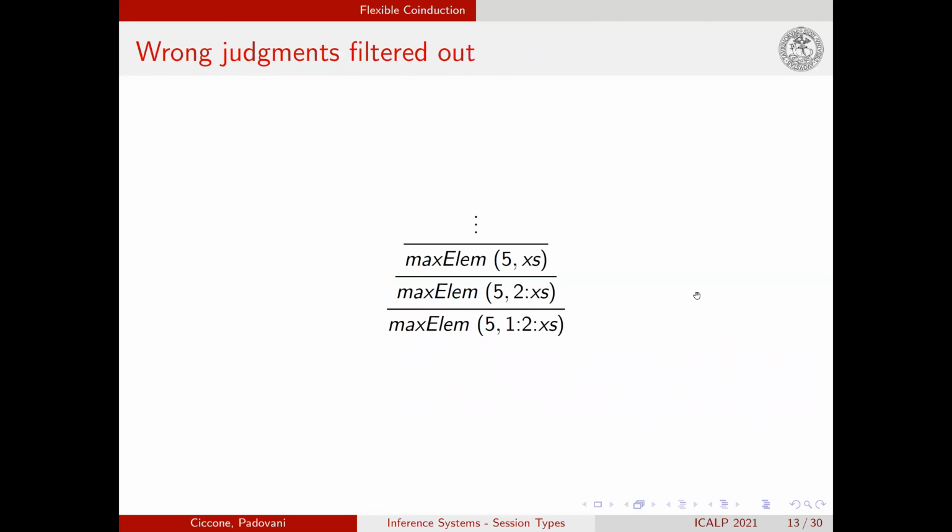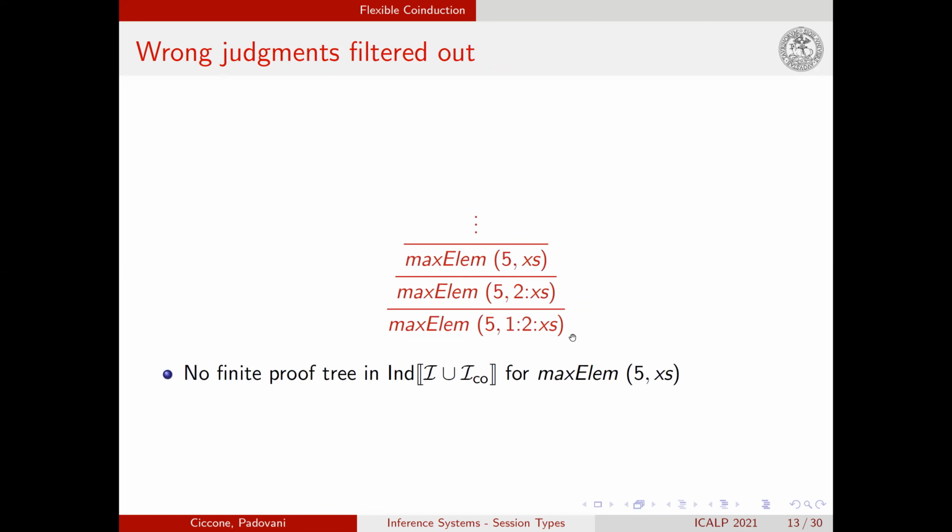Then if we consider again the example 5 is the maximum of the same list, in this case, we can provide an infinite proof tree in the coinductive interpretation, again applying the rule infinite times, but then we are not able to provide a finite proof tree in the inductive interpretation inside the extended inference system, because we will never meet 5 inside the list.